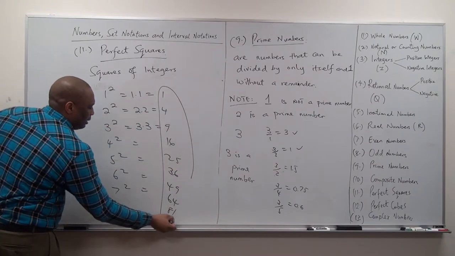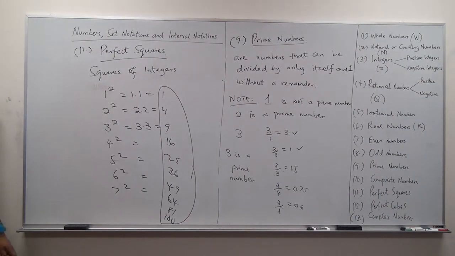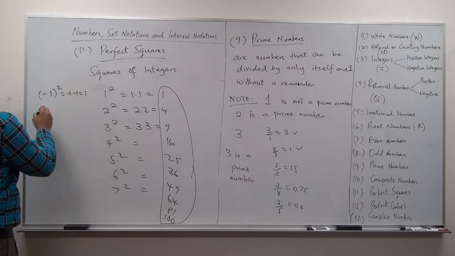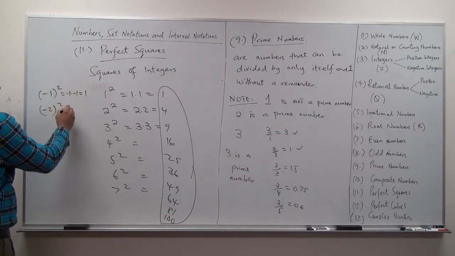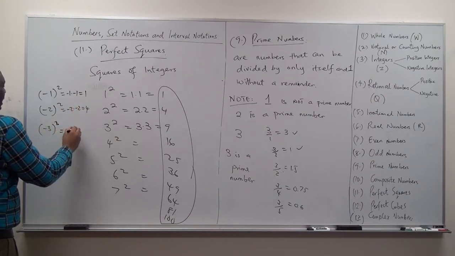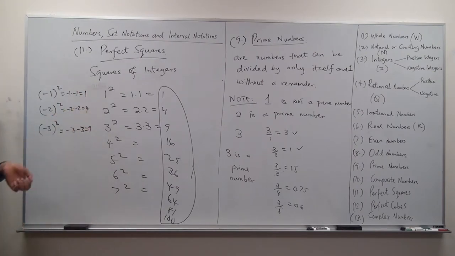All these are perfect squares: 1, 4, 9, 16, 25, 36, 49, 64, 81, 100, 121, 144, 169, and the rest of them. Even if you do negative 1 all squared, it gives you negative 1 times negative 1, which is 1. Negative 2 all squared gives you negative 2 times negative 2, which is 4. Negative 3 all squared gives you negative 3 times negative 3, which is 9. It's still perfect squares, squares of integers.